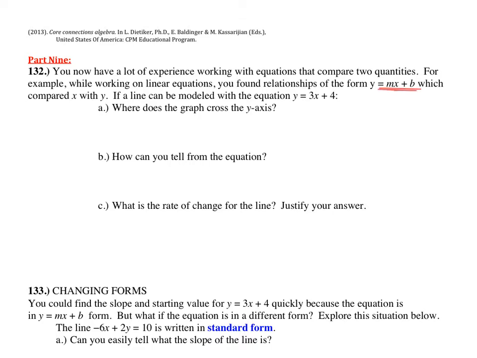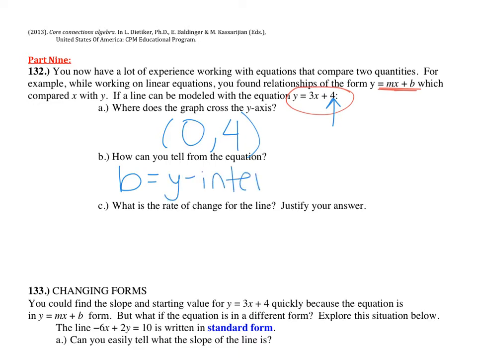So if we were given the equation y equals 3x plus 4, where does the graph cross the y-axis? Hopefully, you're going to say at 4. So (0, 4). That is that starting value. That's the y-intercept. How can you tell from the equation? Well, that is the b. So b is equal to the y-intercept.